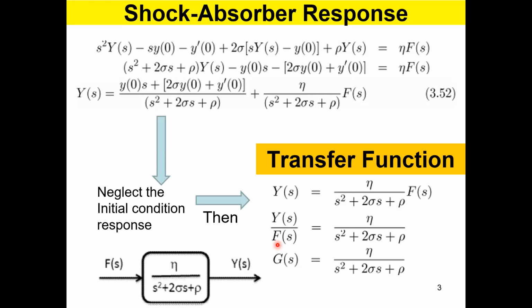Reference and response relationship, right? So we draw it as one block here, eta over s square plus 2 sigma s plus rho, with the input arrow and the response Ys. So that is how the transfer function word and this transfer function comes to light.